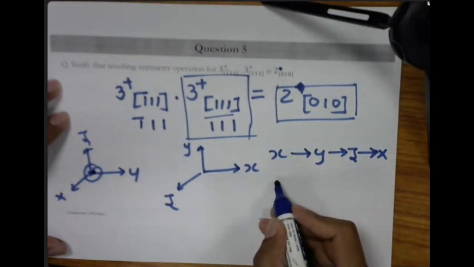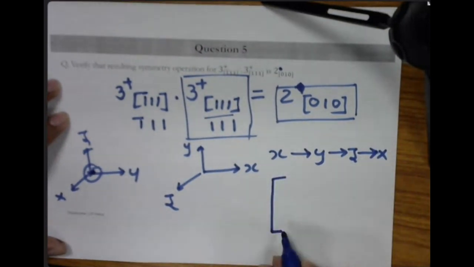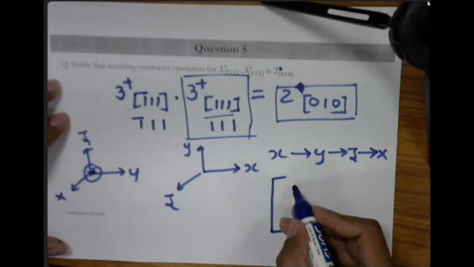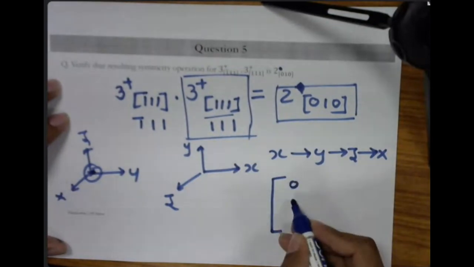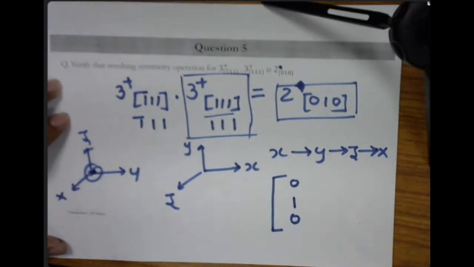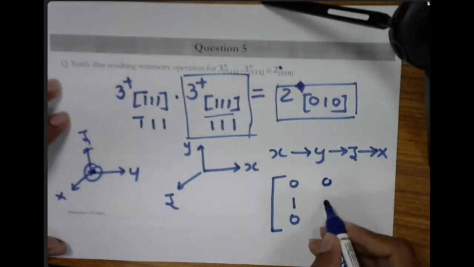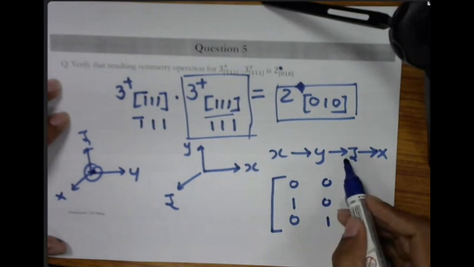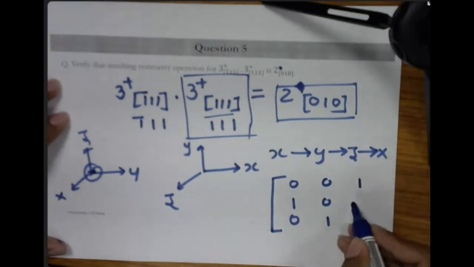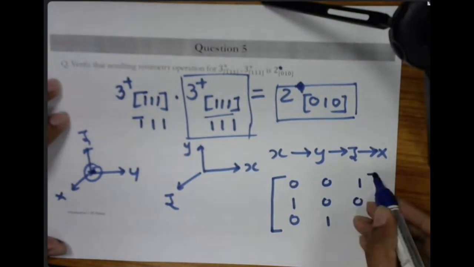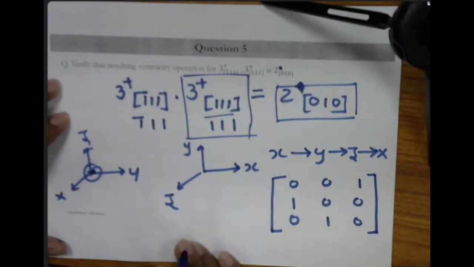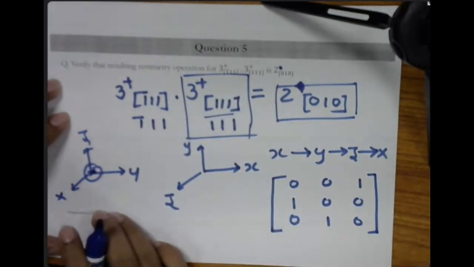Let's write the symmetry transformation matrix for this. So x has changed to the y. So how will we write x? 0 1 0. Y has changed to the z. How will we write? 0 0 1. And z changed to the x. We will write it 1 0 0. So this is for the first operation.